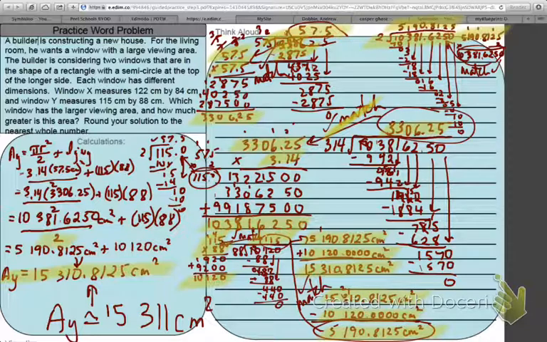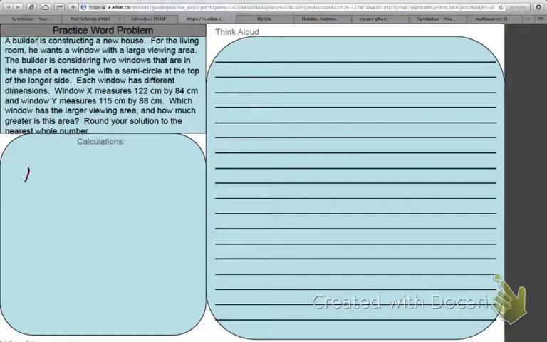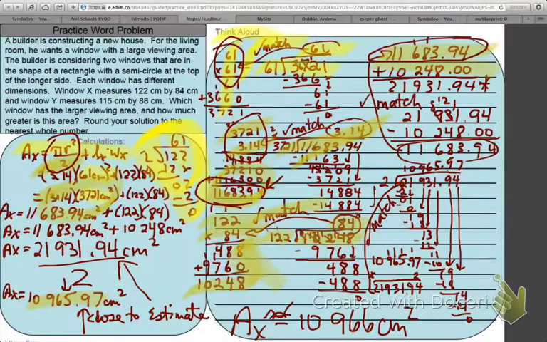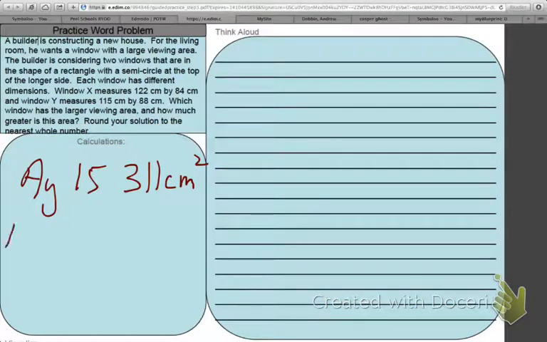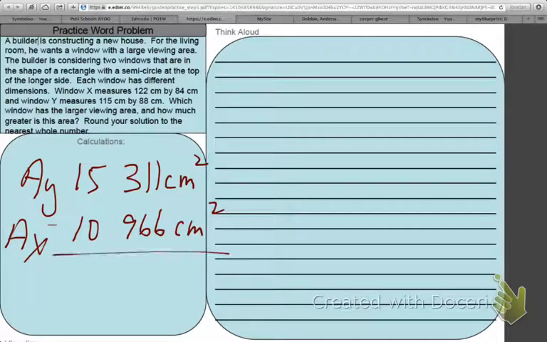The final step is to actually determine which one is bigger and by how much. So let's take area Y, which is 15,311 centimeters squared. And area X, which is 10,966 centimeters squared, and we're going to subtract the smaller from the bigger, and that will give us the difference between the area of both windows.